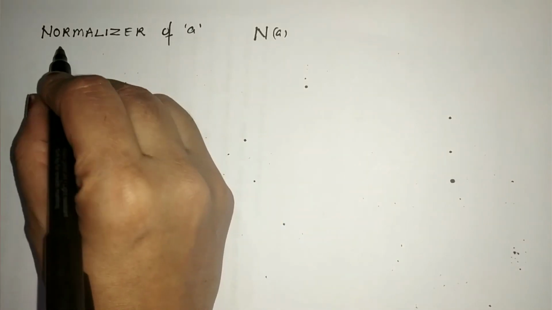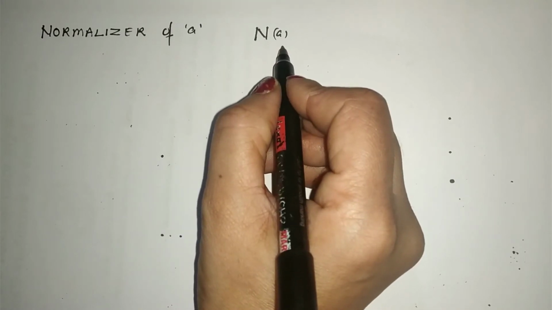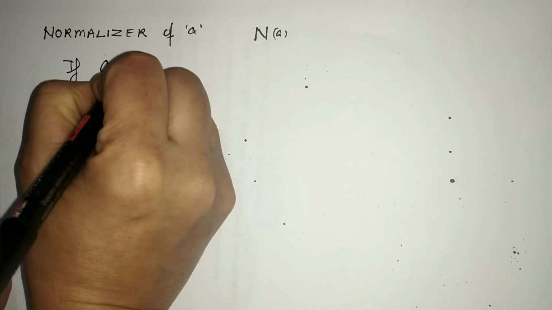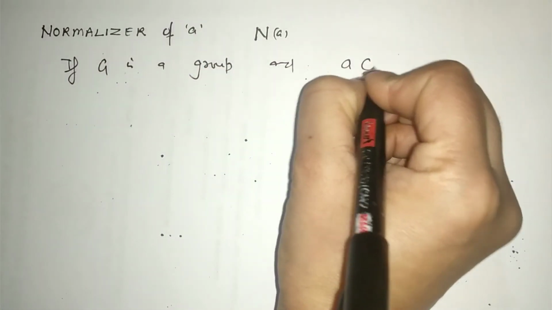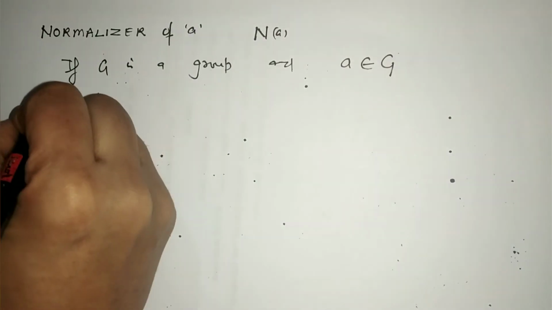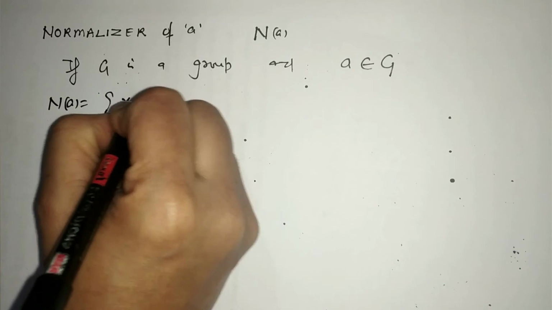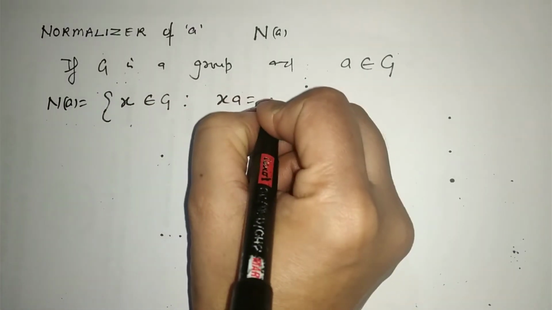Now the next topic is the normalizer of A, which is written as N(A). Normalizer of A, what is this? If G is a group and A is any element of G, then the normalizer of A is the set of elements of G which commute with A.